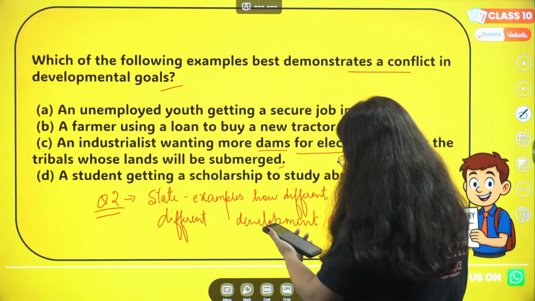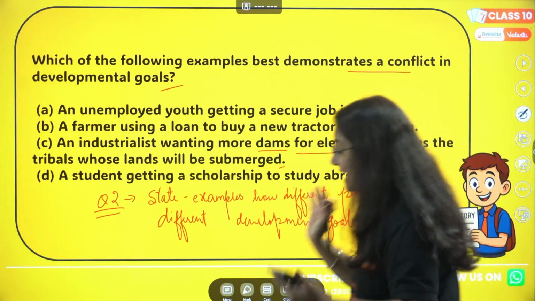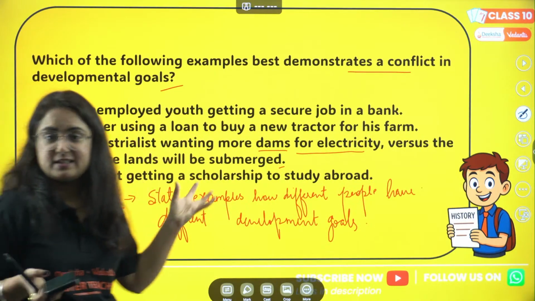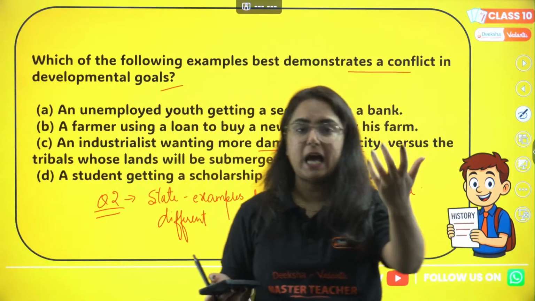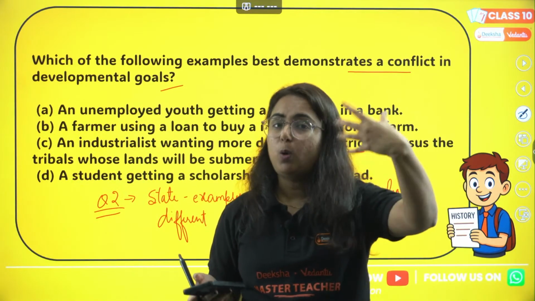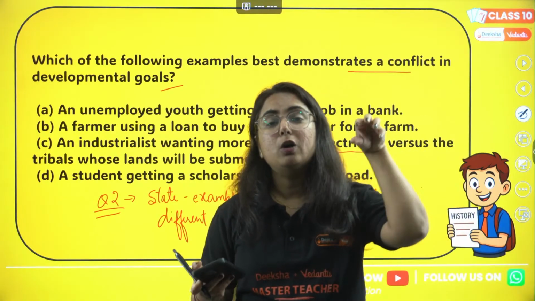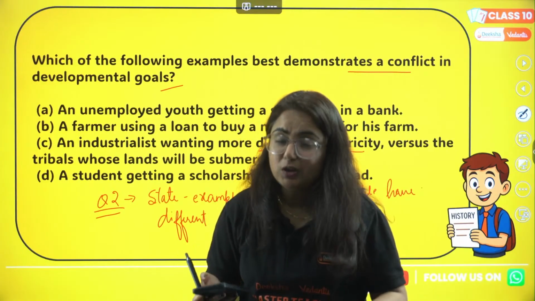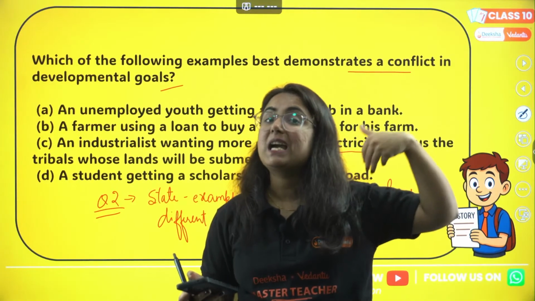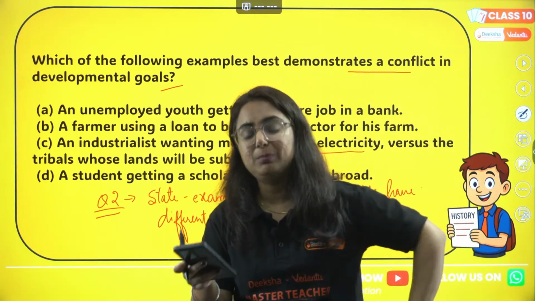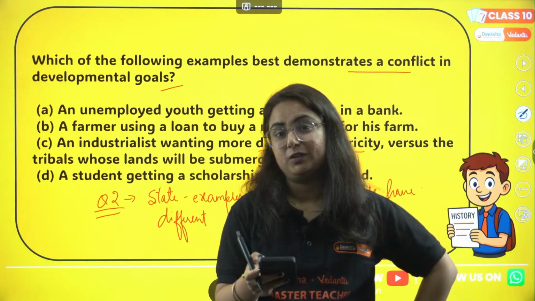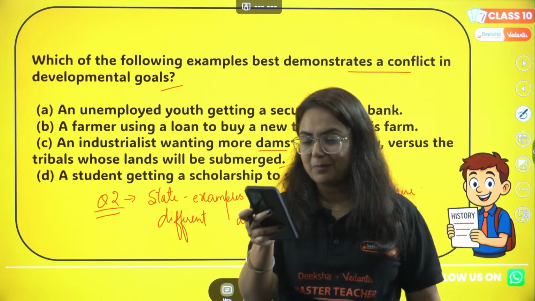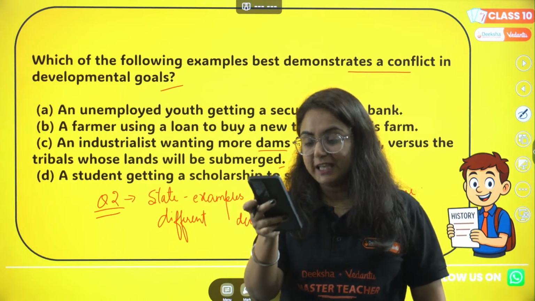My dear students, if a question like this comes in your exam, just initiate with an introduction and give the example of an industrialist. There was an industrialist who wanted to make a dam for electricity because he wanted to expand his business, but to make that dam, the lands of the tribals will be submerged. So we know that development can be constructive for one, however it can be destructive for another. Got it? So C is the correct option. I think today many of the answers are coming as C, right? This question came as a 5-mark question.